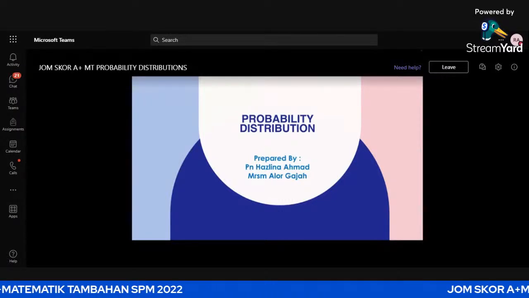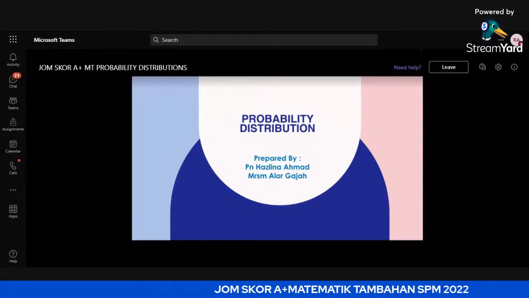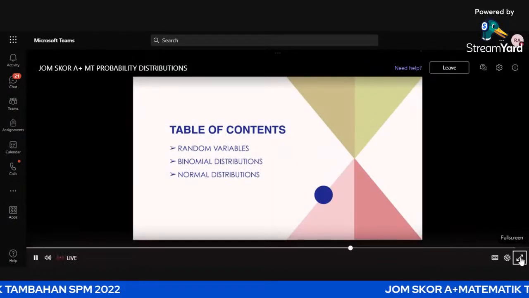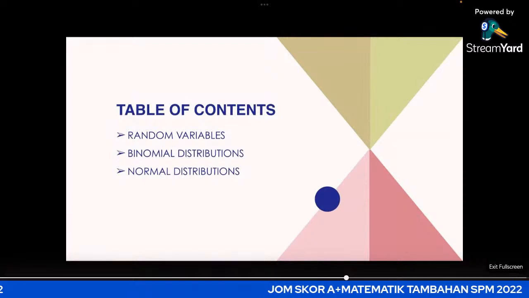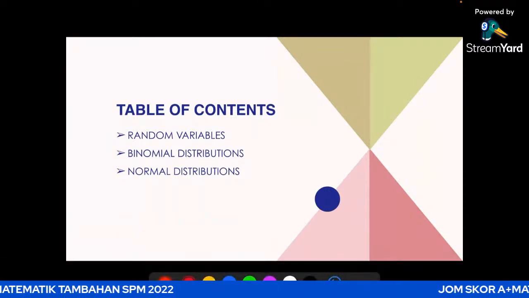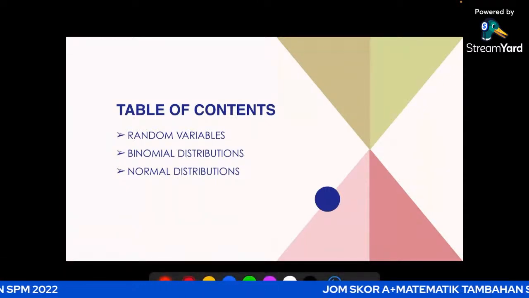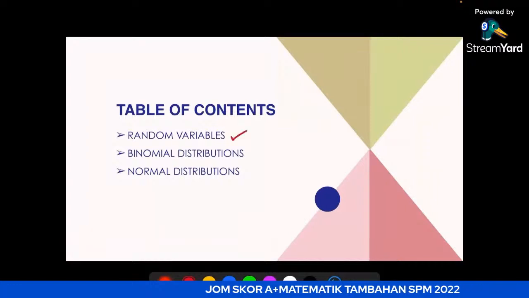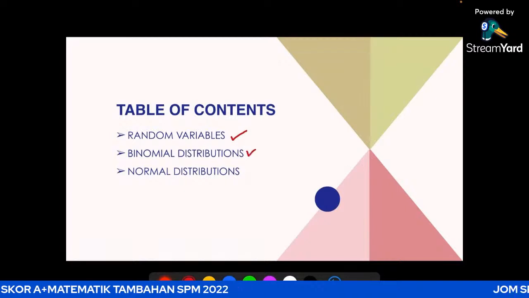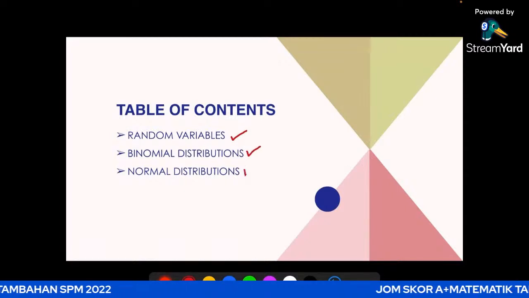Everybody. Today we are going to learn probability distribution, one of the topics in Form 5 additional maths. So basically, table of contents first. We are going to cover three things. First, random variables, the terms that we should know before we learn binomial and normal distribution. Second is binomial distribution. And last is normal distribution.